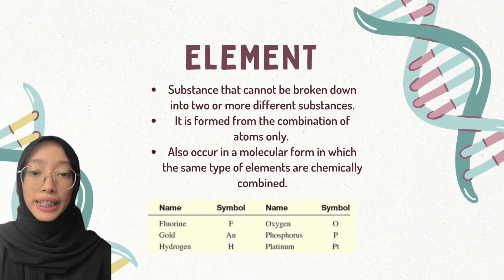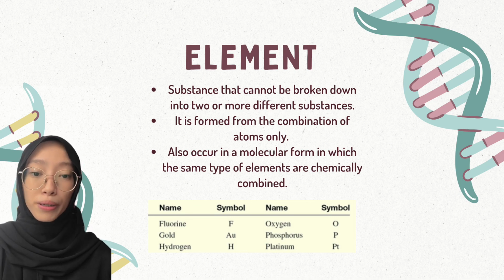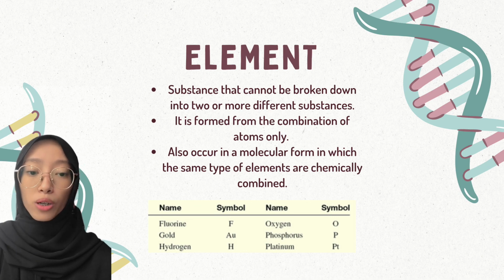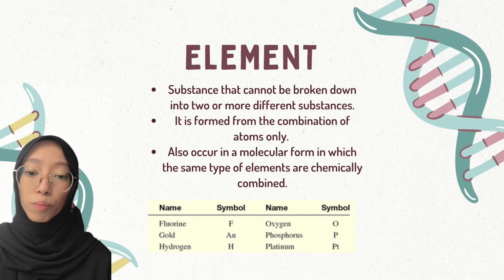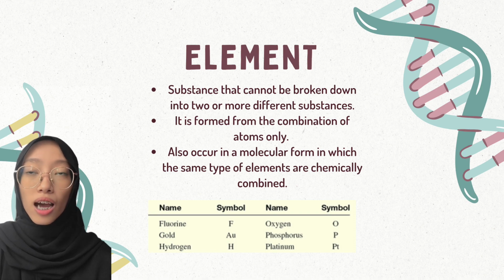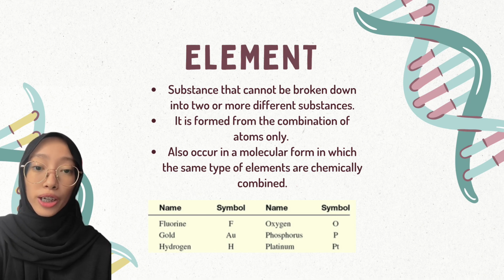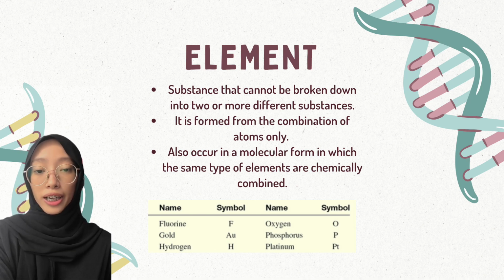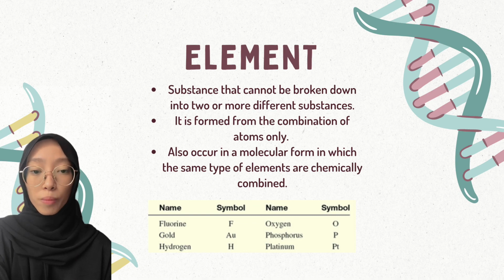Next, an element is a substance that cannot be broken down into two or more different substances. The same element has the same number of protons. It is formed from the combination of atoms only. It also occurs in a molecular form, in which the same type of elements or atoms are chemically combined. They are called diatomic molecules or sometimes molecular elements. For example, hydrogen, the symbol is H2, nitrogen N2, and oxygen O2. That is called diatomic molecules.